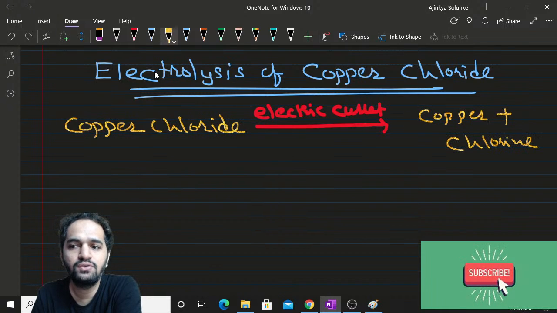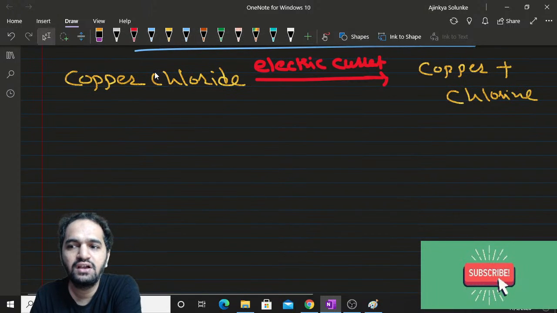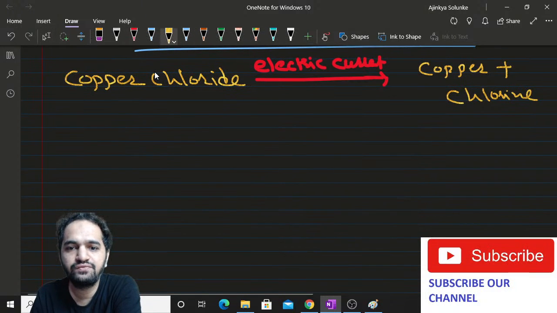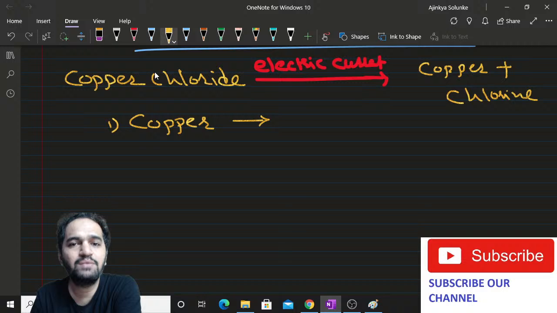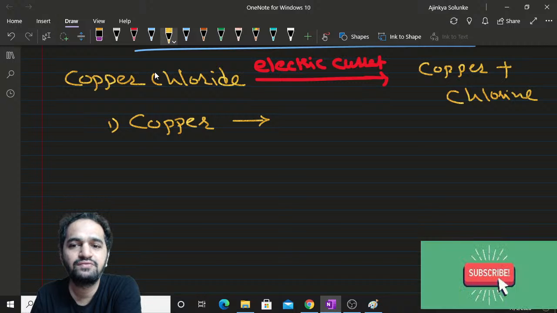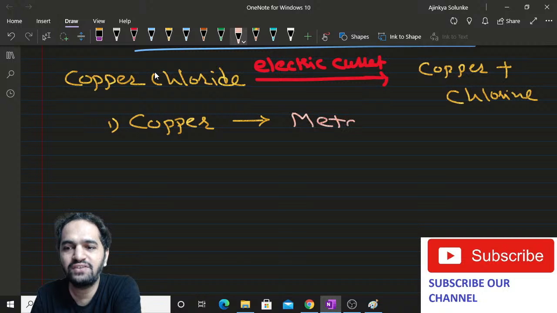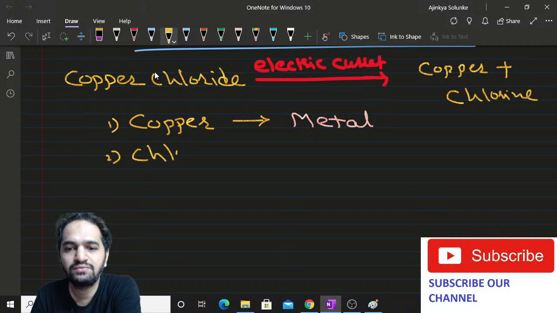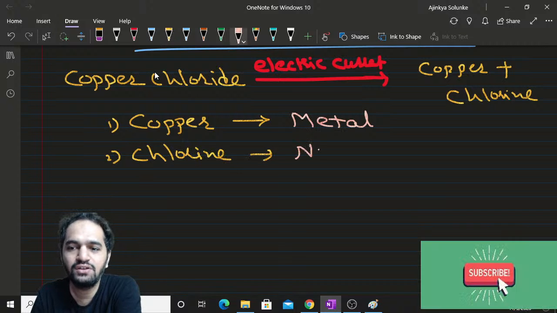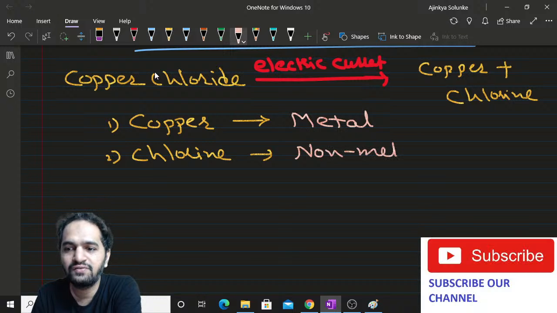Copper plus chlorine. Now you tell me, what is copper? According to your information, is copper a metal or a non-metal? It's definitely a metal. Okay. What about chlorine? Chlorine is definitely a non-metal. It's a gas. It's a non-metal.